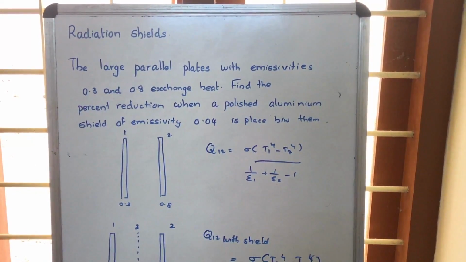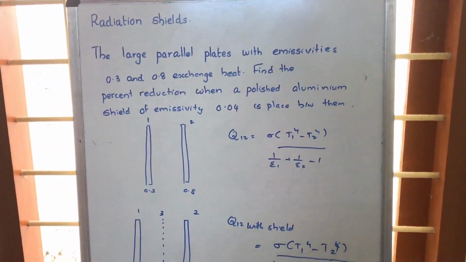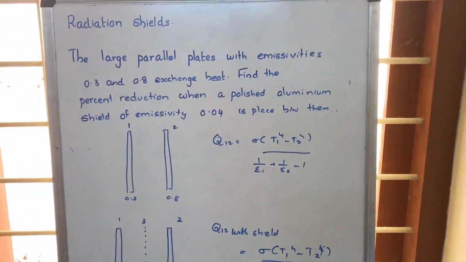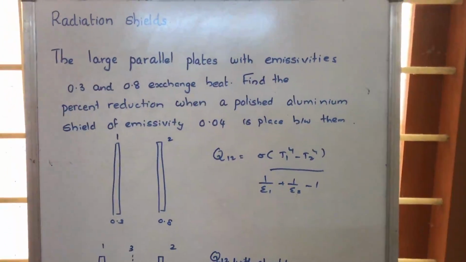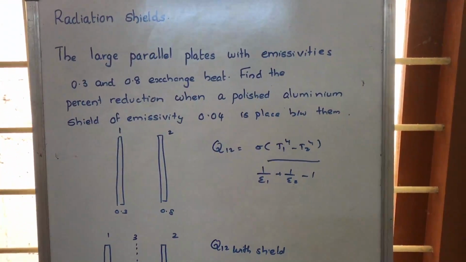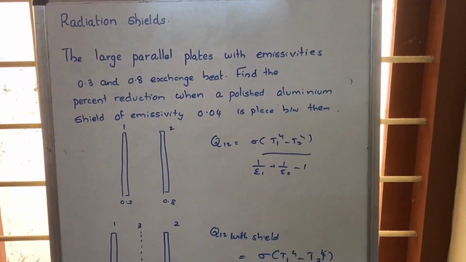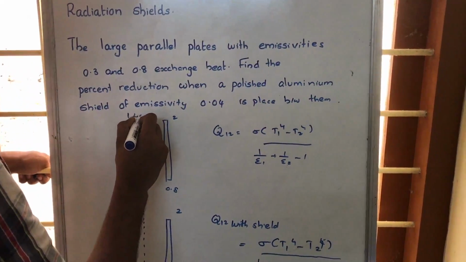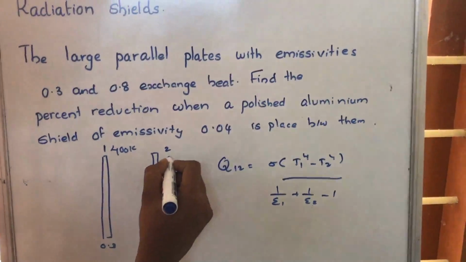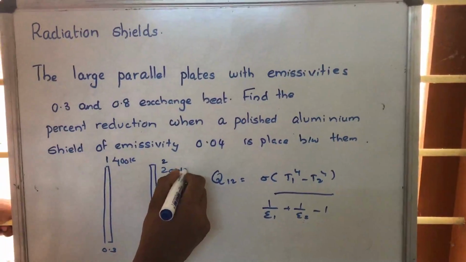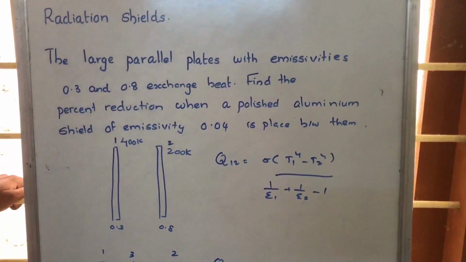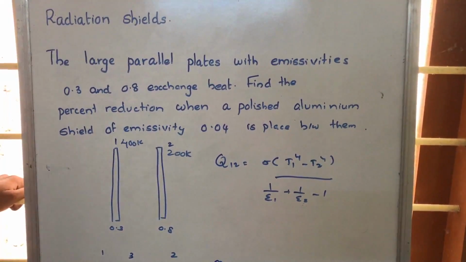Two large parallel plates with emissivities 0.3 and 0.8 are set to exchange heat between these two surfaces. Suppose plate 1 is at a temperature of 400 Kelvin and plate 2 is at 200 Kelvin. The temperature will be given, so we should change that to Kelvin.